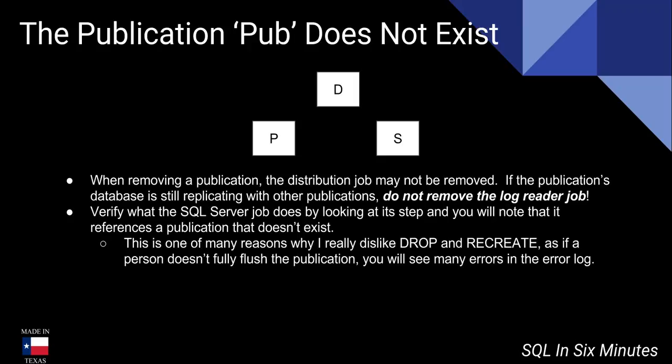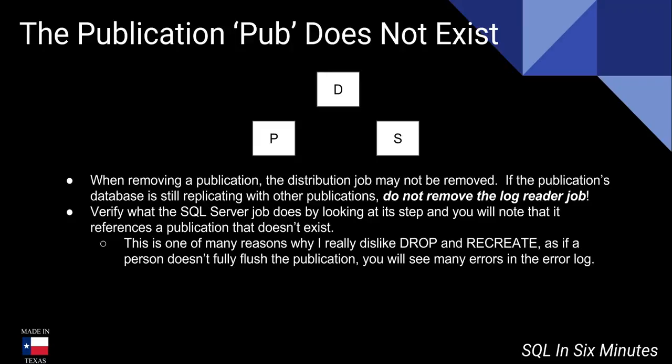But once you verify that what you're looking at is the distribution job, then you want to remove that job, because basically that reference is not there. So after removing a publication, make sure that everything related to that publication is flushed. But be careful, again, about that log reader job, because there's 1 log reader job per database. I'm sorry, well, really per database log.